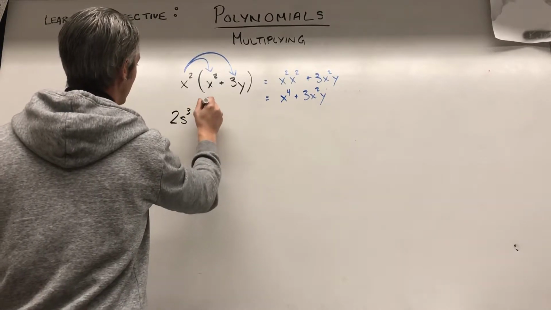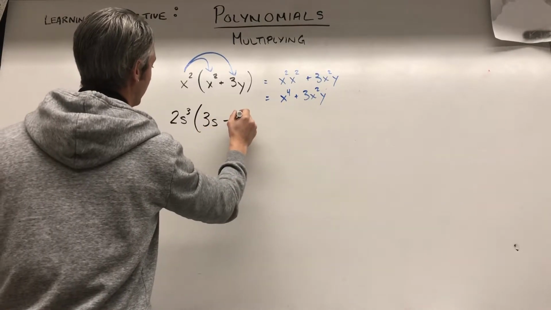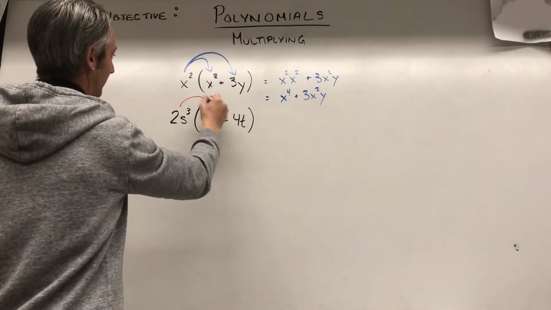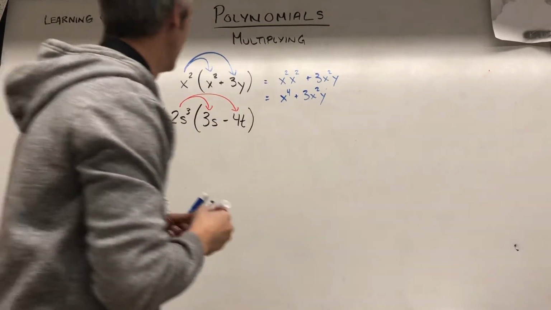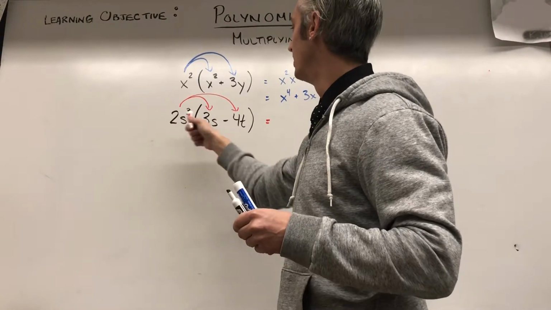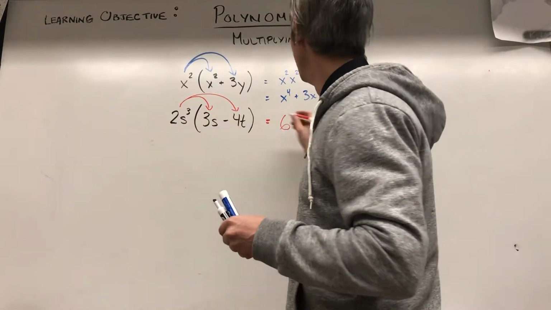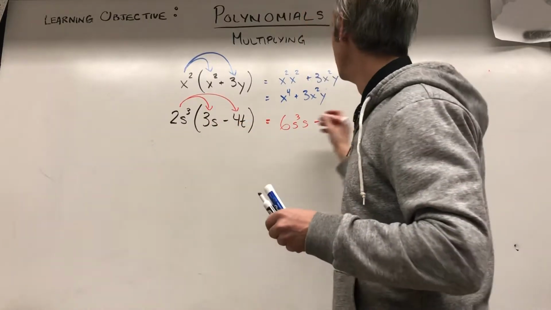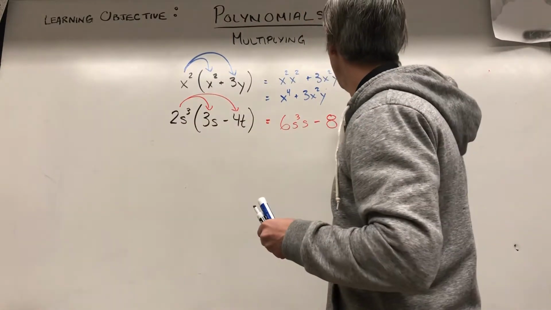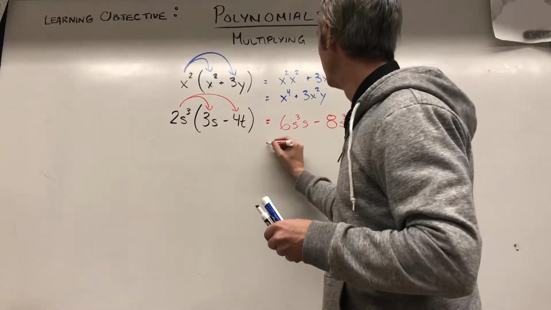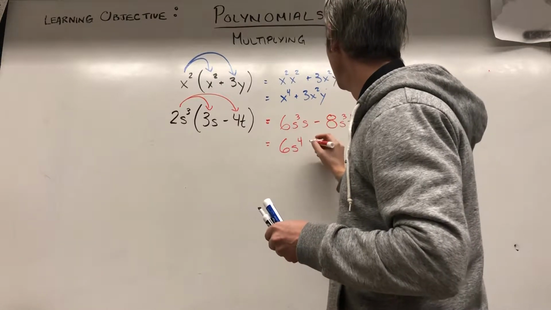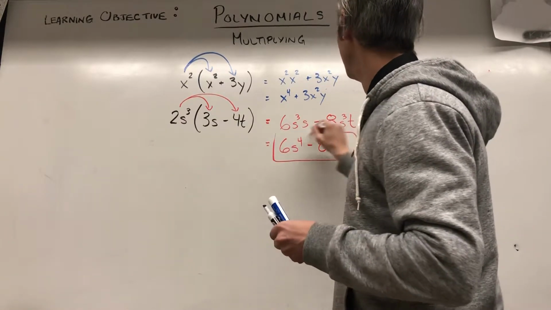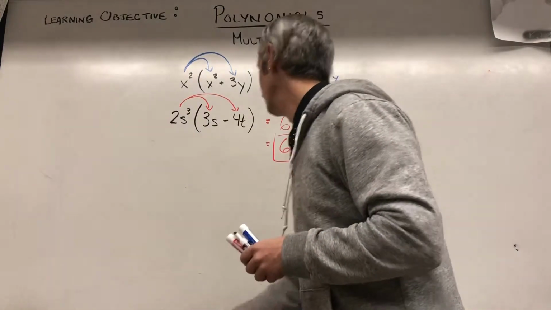So what if I had 2s cubed times 3s minus 4t? Well, again, this goes through and multiplies here, and then this goes through and multiplies here. And what do I get? Well, first, 2 times 3 is 6, and then s cubed times s is s to the 4. And then minus 2 times 4, which is negative 8, and then s cubed times t. And so I can simplify this as 6s to the 4, 3 plus 1, minus 8s cubed t. Okay, so these are monomial binomial operations.